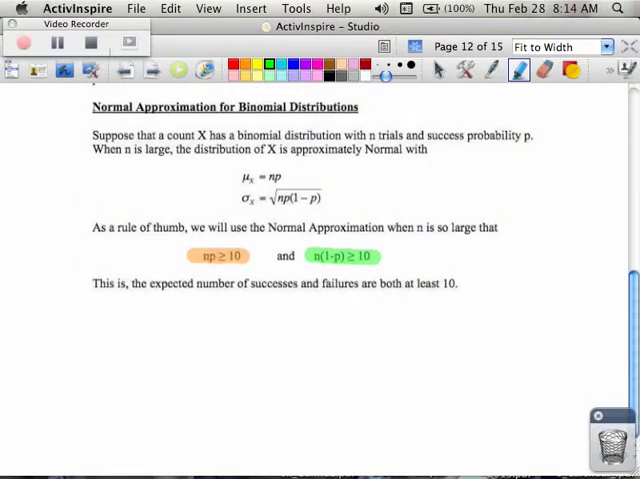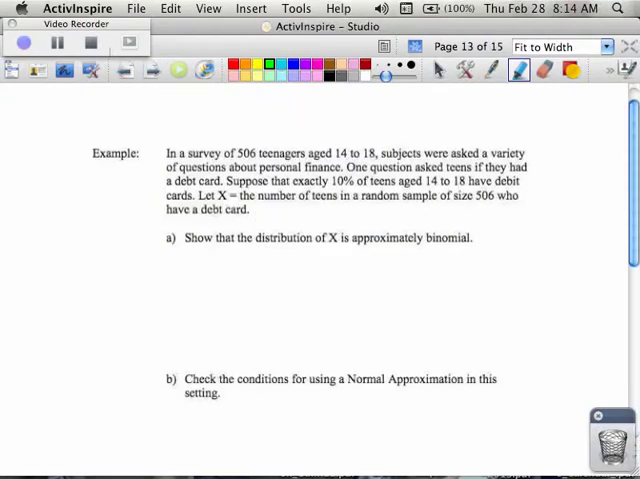Let's look at an example, which will help see what's going on. So we have this survey. 506 teenagers from 14 to 18 were asked a variety of questions about finance. One of the questions was if they have a debit card. Suppose that exactly 10% have these cards, and X is the number of teens in a random sample out of this 506 who have this debit card. Let's talk about it being binomial. So those were the four conditions to start out with.